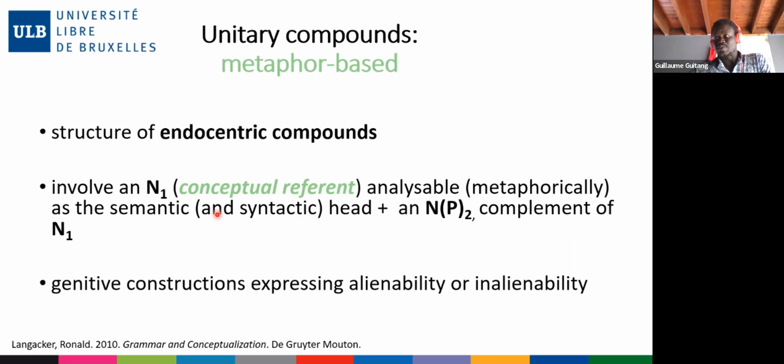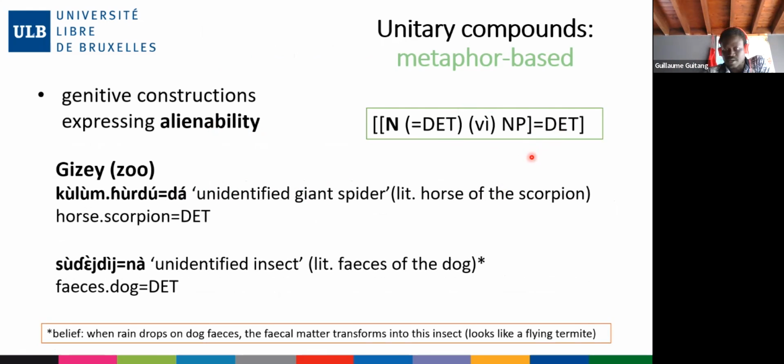So the metaphor-based unitary compounds have the structure of endocentric compounds. They are just like the binomial ones. They involve an N1, the conceptual referent, which is analyzable metaphorically as a semantic or syntactic head. And there is a second NP, which is the complement of N1. So these constructions generally express alienability or inalienability, as I'm going to show. For those that express alienability, you have the same structure as the binomial ones. So you have the examples here, Kulum Hurduda, the horse of the scorpion.